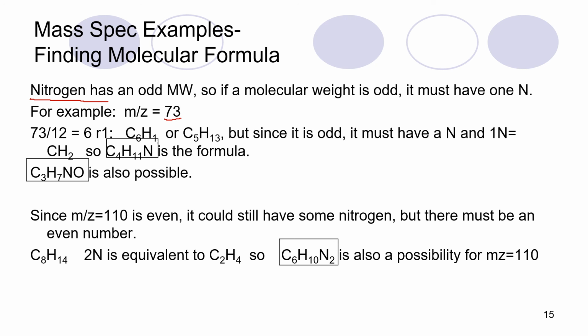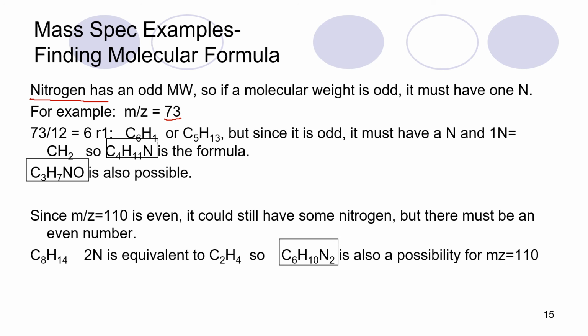So here we have an odd number, and we go through the same process. 73 divided by 12 is 6 with a remainder of 1. So the molecule could be C6H1, but that's not really a possible molecule. But if we take away 1 carbon and add 12 hydrogens, we have C5H13. That's not going to be a possible molecule either, because if we only have carbons and hydrogens, the hydrogens need to be an even number. So because it's odd, we know that there's going to be a nitrogen.